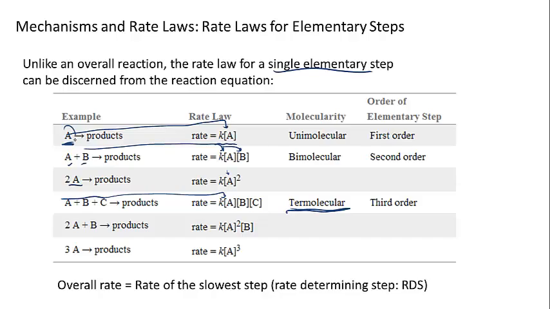When one thing reacts, that's a unimolecular step. When two things react, whether they're the same or not, that's a bimolecular step. And when three things react, that's a termolecular step. These are very rare and almost always involve solvent. That is, one of the molecules reacting will be a solvent molecule because there's lots of it. So it's likely that those three things could collide at one time.